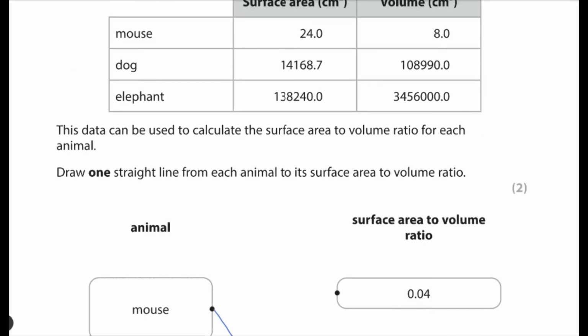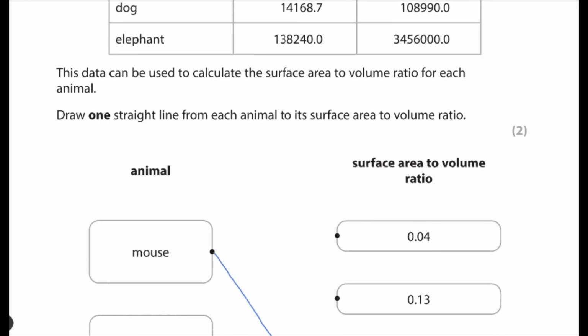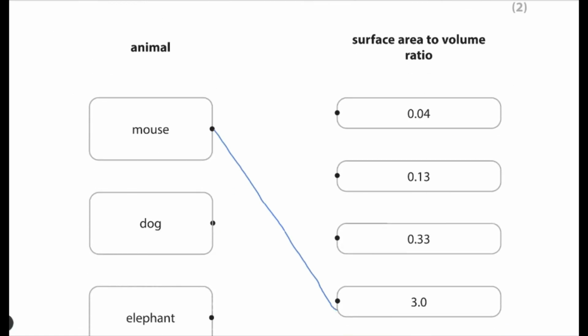mouse. Second one for dog, you can put this value 14,168.7 divided by 108,990. I'm getting 0.13, that is for dog.